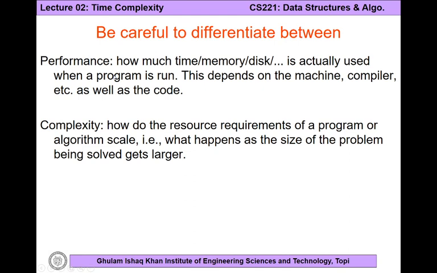Now be careful, this is extremely important, differentiate between the two terms, performance and complexity, right? Performance is the actual amount of time and maybe the memory which an algorithm consumes, and complexity is the amount of resources which an algorithm requires to solve a problem. Okay, and that was a bit dry. Let me try to explain it to you.